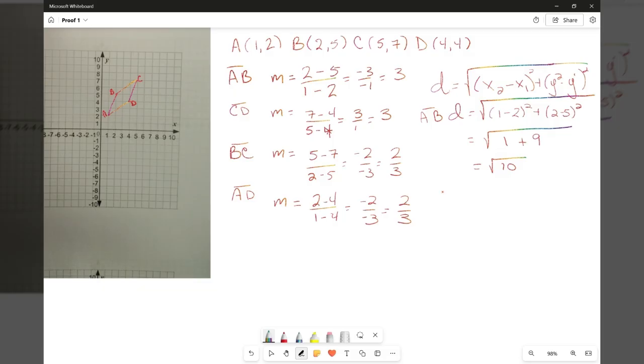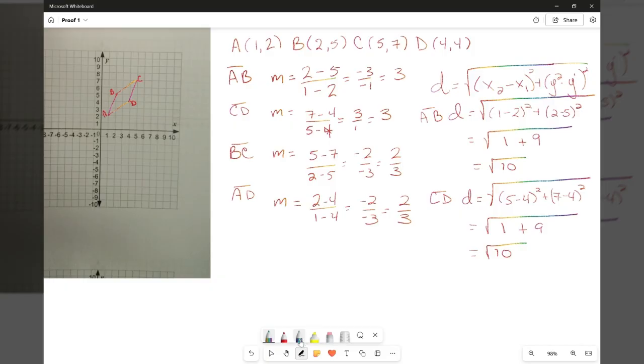Okay, so now let's see what the length of CD is. So we have to take the square root and the difference of the x's. C is 5, D is 4 squared plus 7 minus 4 squared. 5 minus 4 is 1. 1 squared is 1. 7 minus 4, that looks like a negative, doesn't it? That's a 7. That's a 3 squared is 9. So it's the square root of 10. So it looks like we might have a rhombus here.